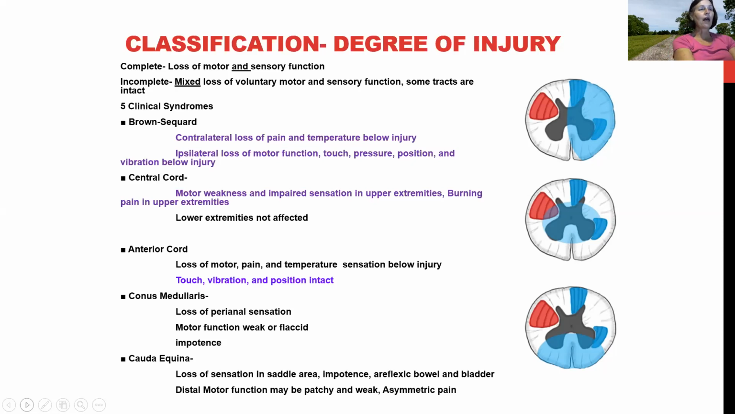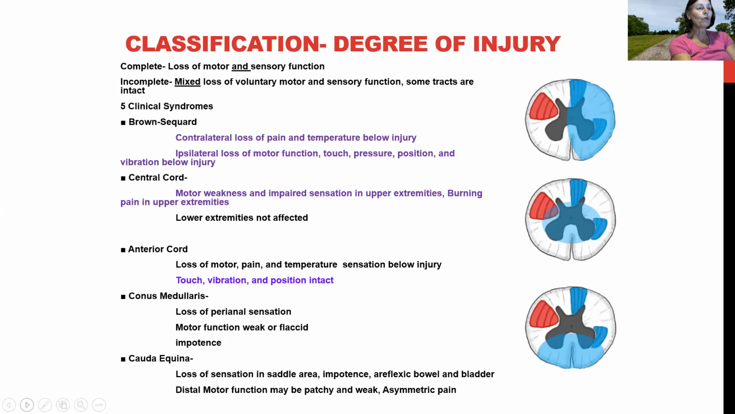But on the left side, I've lost my motor function, touch, pressure, position, and vibration, but I might have pain and temperature. And on the opposite side, I don't have pain and temperature, but I've lost vibration, touch, pressure, and motor movement. Isn't that interesting? It's because of which neurons cross the spinal cord and where they cross.